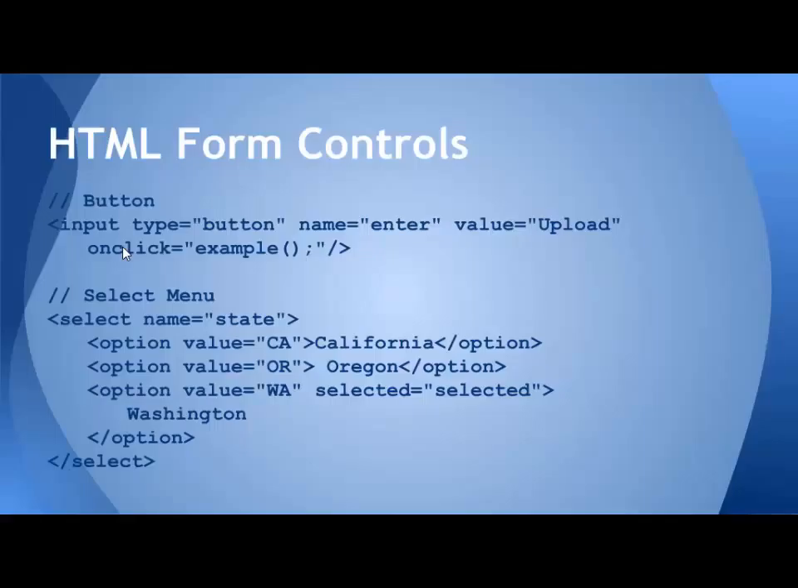Last thing is called a select menu. This has like a million different names, like a select menu or a drop-down menu or a combination box, because it's a combination of a list and a text field. So some people call them combo boxes. But it's when you have a list of things and you select one of those things.